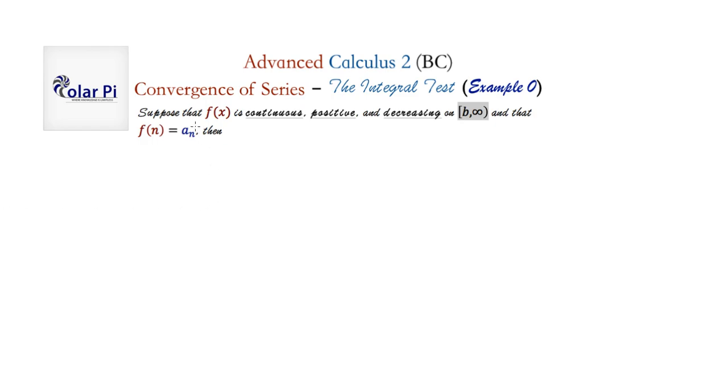So the statement goes like this. Suppose that f of x is continuous, positive, and decreasing on some b to infinity, and that f of n is some a sub n. Then what I'm about to show you follows, but it's important that f of x be positive and decreasing somewhere down the road, but not necessarily at the start, yeah?